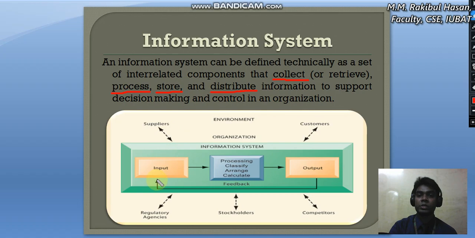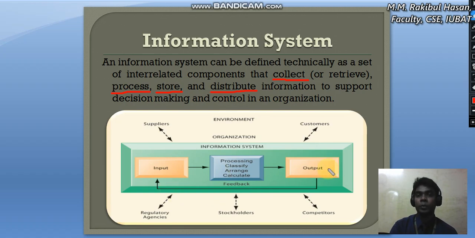So from different sources, at first we give data as input to our information system. Then the system will be responsible to process, classify, arrange, and calculate those inputted data. Then it will give us output as information. On the basis of that information, different levels of management will be able to take right or proper decisions. And on the basis of the output, again you can give feedback. It's a loop, you can see here, right?